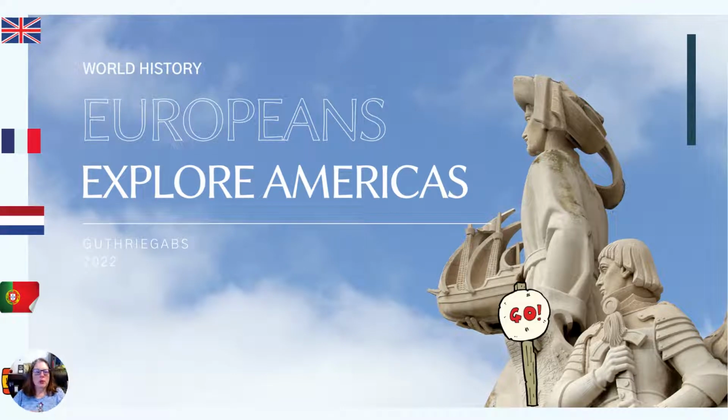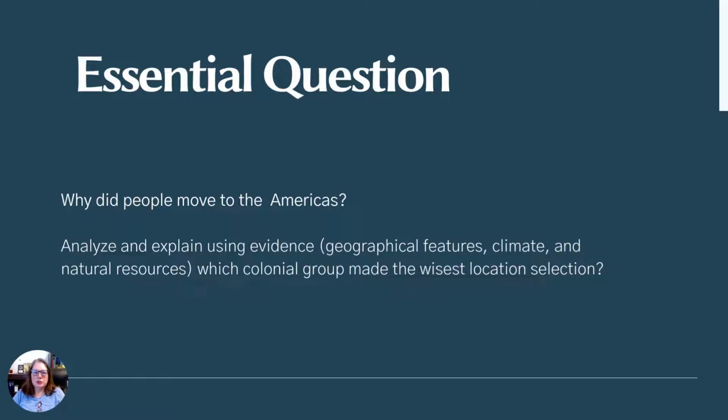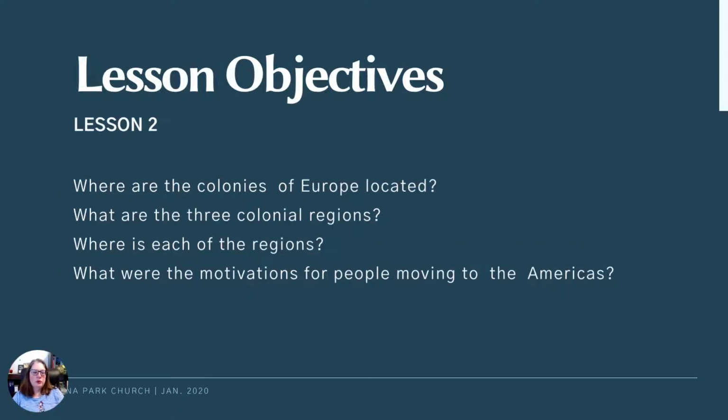All right, part B of exploring the Americas. So this should be after you've already watched part 1. And again, the essential question that we're looking at is, why do people move to the Americas? Why would you pack up, move from everyone and everything that you know, and the conveniences of the modern world in 1600s, and move across an ocean?